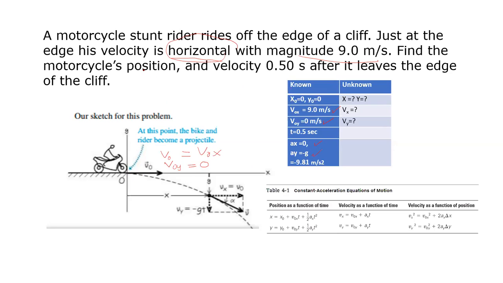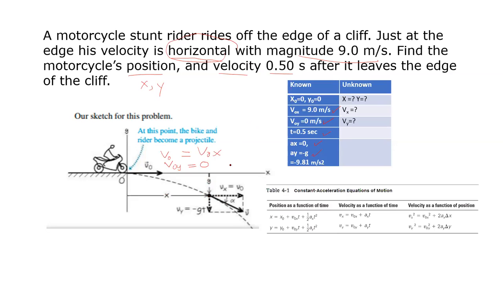What is it asking? Position and velocity after 0.5 seconds. Position is x and y, because we need to figure out where he is. Here is x, and always right, he has some vertical motion too, this is y, and the velocity at this point.